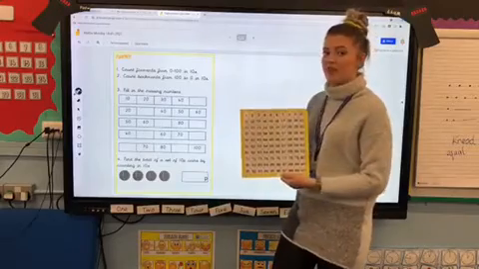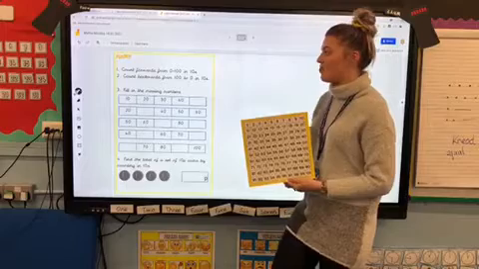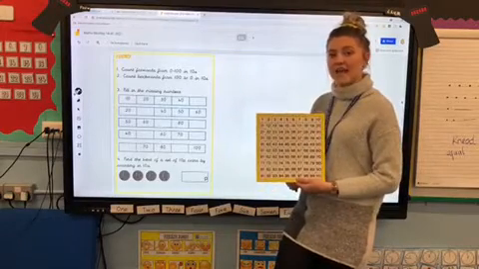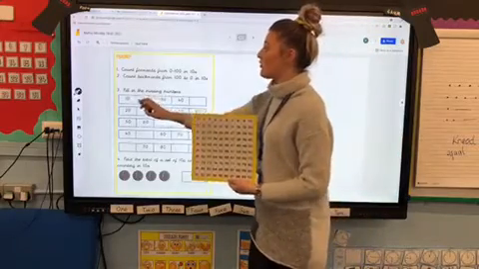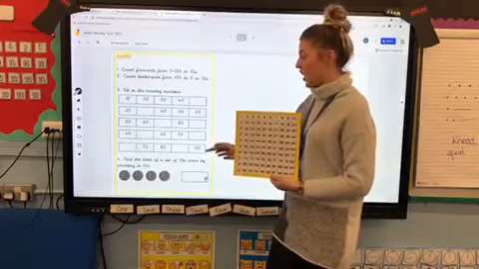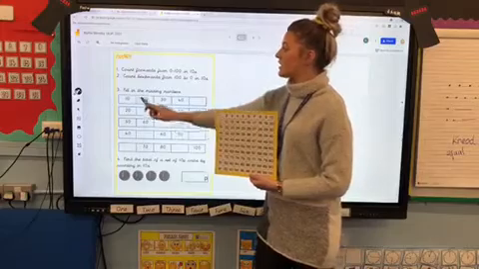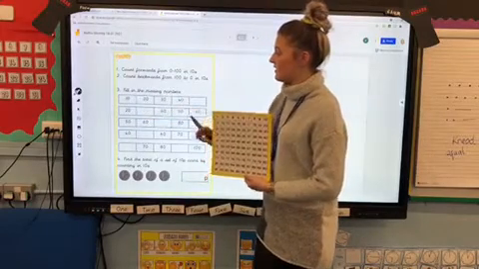When you have done that, I would like you to have a go at filling in the missing numbers. Now remember, we are learning to count in multiples of 10. I will do the first one with you, then I would like you at home to have a go at completing the others independently. So firstly, I can see that my number is starting on 10.